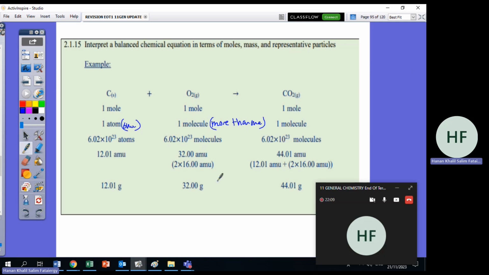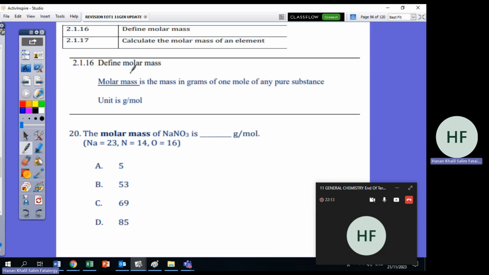Okay, now the mass, I will speak about the mass now. When we do this, it is called the molar mass. What does molar mass mean? Molar mass is the mass of 1 mole. The word molar means 1 mole. Now how do I calculate the molar mass?